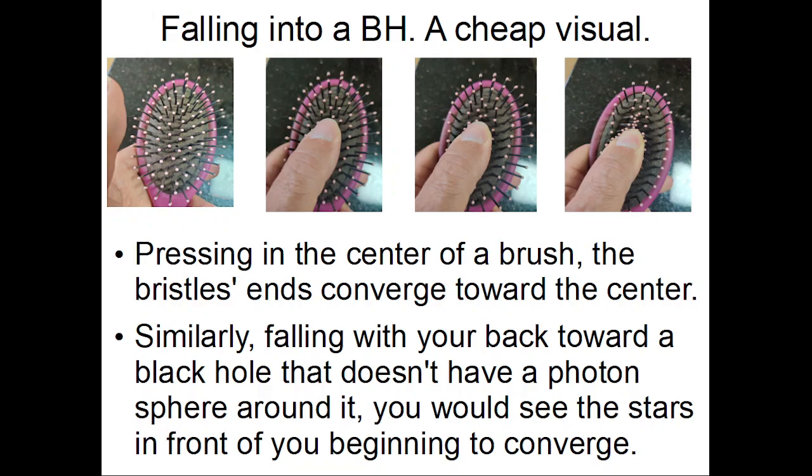Here's a cheap way to visualize what happens when a black hole forms and what you would see if you were to fall into a black hole. Get a hairbrush and press on the center of the brush. The bristles' ends converge toward the center. Similarly, falling with your back toward a black hole that has no photon sphere around it, you will see the stars in front of you converge toward the center.